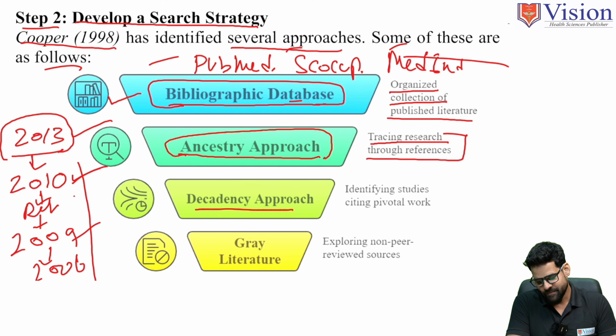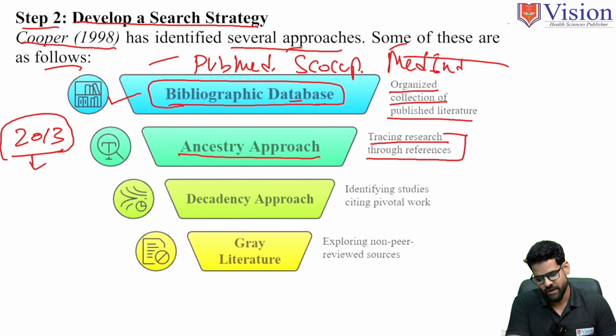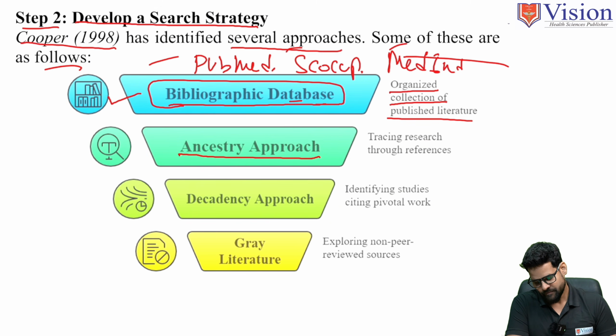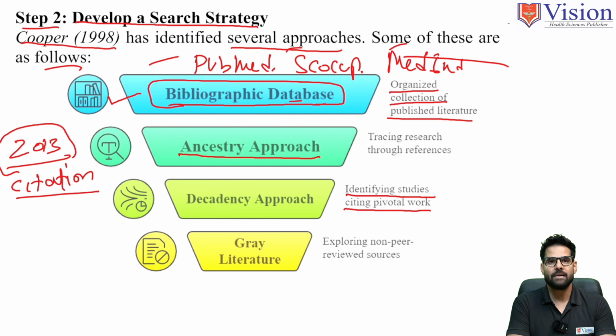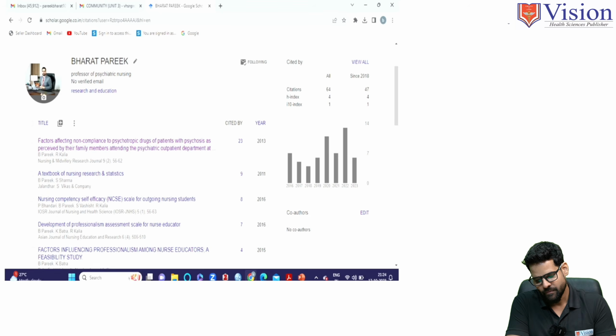Then we have the descendancy approach. The descendancy approach is what we call a forward-looking approach. I'll just give an example. Suppose a research was published in 2013, and I have to identify the studies citing that pivotal work. So it is based on citation actually. From that 2013 research, I have to find the most recent one. I'll show you the example here.